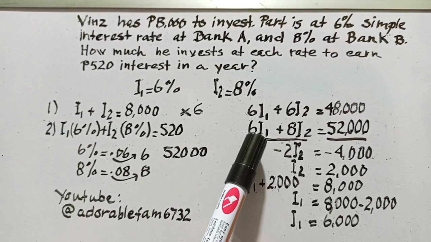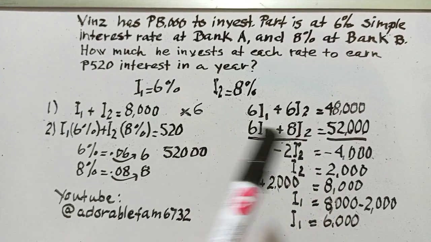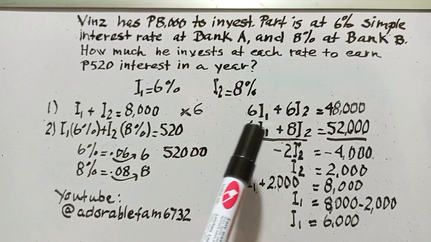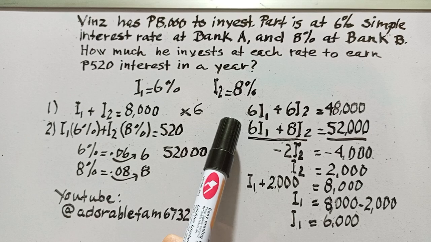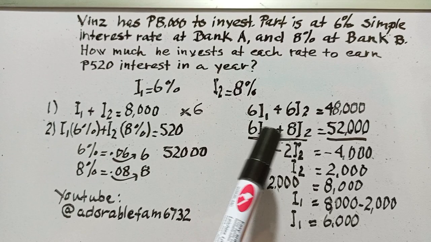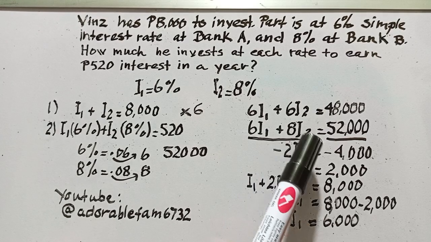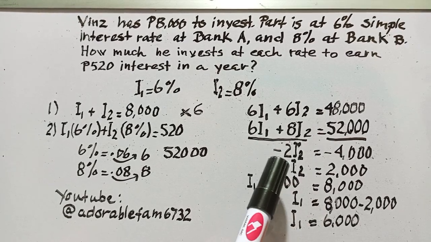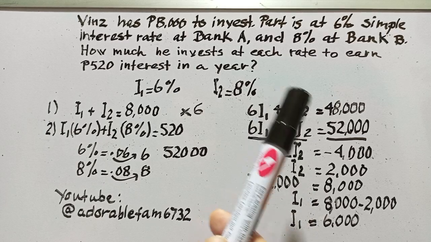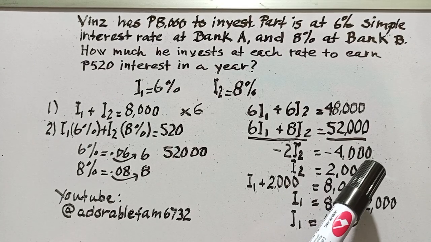So, we have 6I sub 1 plus 8I sub 2 is equal to 52,000. And then, we will subtract the second equation from the first equation. So, 6I sub 1 minus 6I sub 1, that would be 0. That would cancel. So, 6I sub 2 minus 8I sub 2, the difference is minus 2I sub 2. And then 48,000 minus 52,000 is minus 4,000.